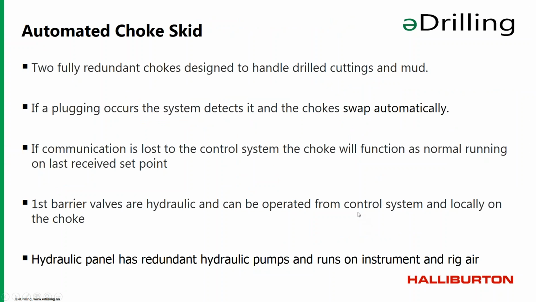You use the rig pumps. The automated choke skid has two fully redundant chokes. If plugging occurs, the system detects it and the chokes will swap automatically. What will happen then is that the operator tells the driller that a plugging has been detected, pull off bottom, and hold constant parameters until the chokes have swapped. If we lose communication to the control system, the choke will maintain the last set point that it was given.